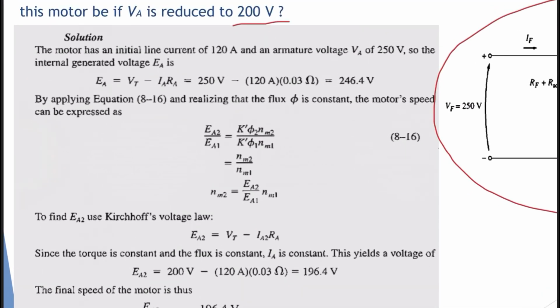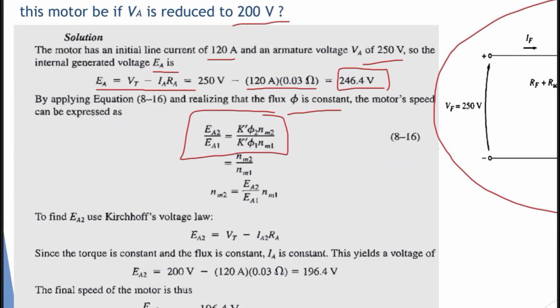So the motor has an initial line current of 120 ampere and armature voltage of 250 volt. The internal generated voltage EA equals VT minus IA multiplied by RA: 250 minus 120 multiplied by 0.03, RA given in the question. The answer is 246.4 volt. By applying the equation, and realizing that the flux is constant, the motor speed can be expressed like this. We ignore the flux because it is constant, and also the K will cancel.